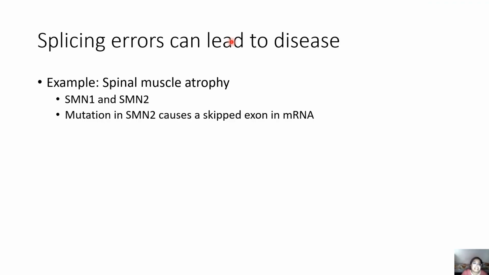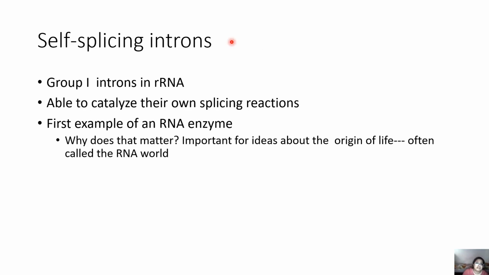Now, splicing errors can lead to disease like spinal muscular atrophy, SMN1 and SMN2. Mutation in SMN2 causes a skipped exon in the mRNA and all of that. Now, what are self-splicing introns? Group 1 introns are RNAs able to catalyze their own splicing reactions. Now, what's the first example of an RNA enzyme? Why does it matter? It is important for ideas about the origin of life, often called the RNA world.